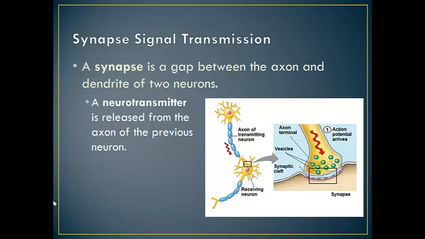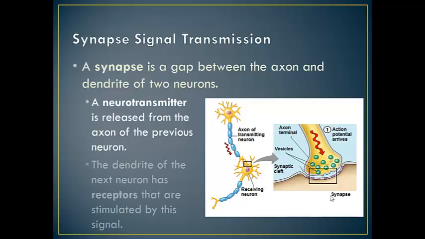Now, through there, neurotransmitters are actually going to be released from the axon. So you see all of these little vesicle green bubbles? Well, they hold a bunch of different neurotransmitters that will eventually be released into that synaptic cleft in order to propagate the message to the next neuron.